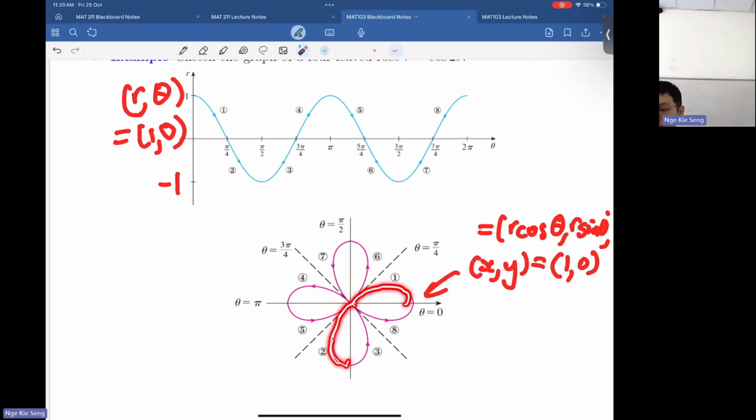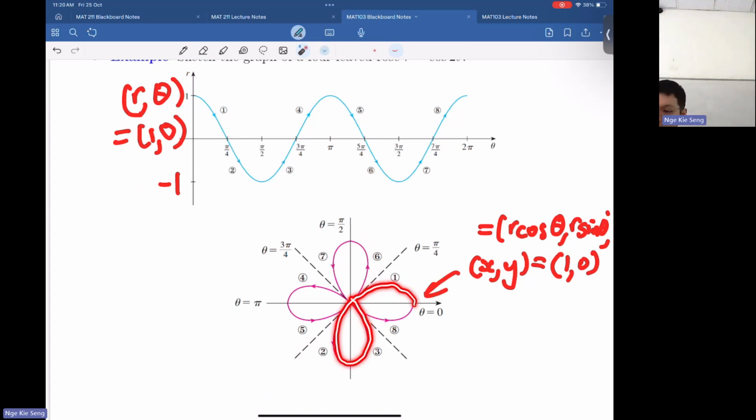When you go from pi over 2 to 3 pi over 4, it's still negative, but the radius is decreasing. If it were positive, it would live in the second quadrant here. But you take the negative counterpart, so it drops to the fourth quadrant here. You can see that the radius is really decreasing until you get 0. So 1 here, 2 here, and then 3 here.